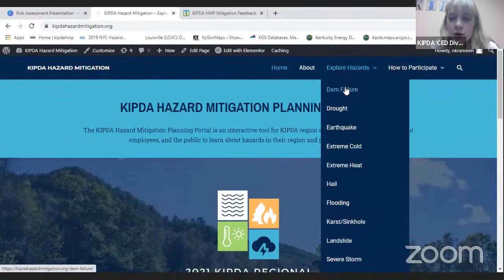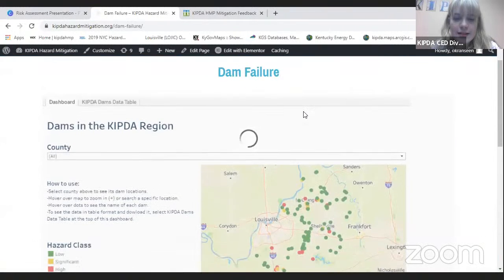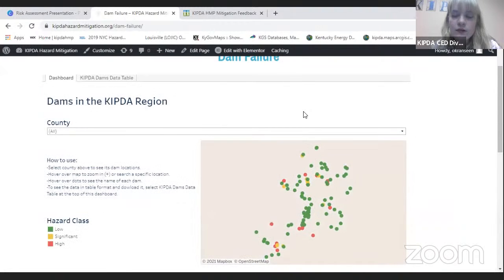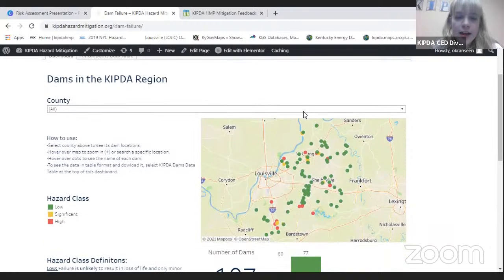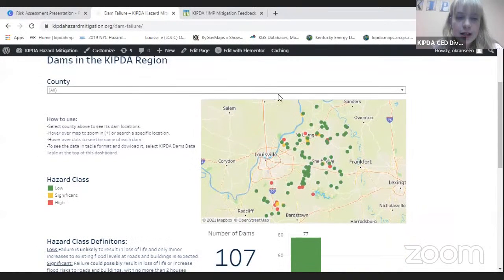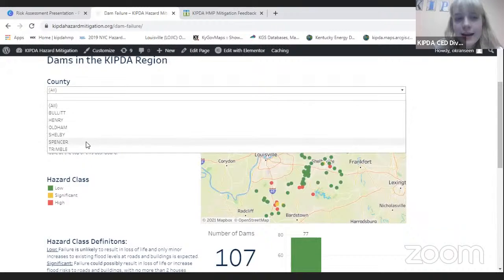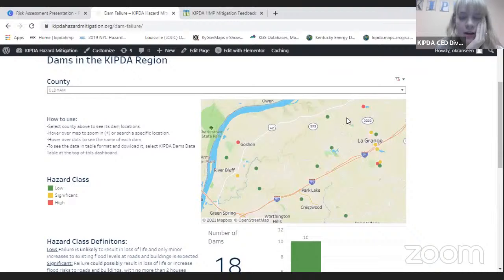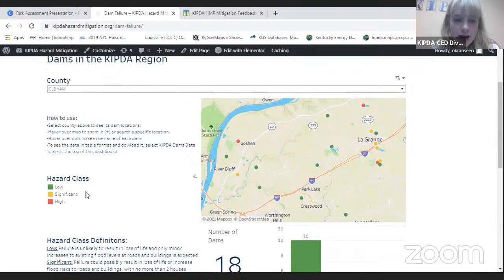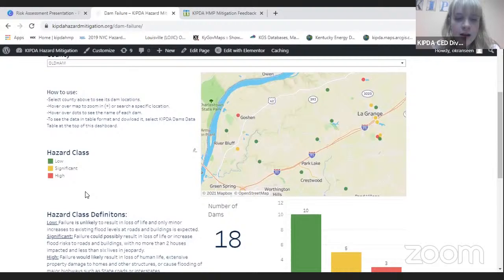So for example, if you go to dam failure, just such a fun topic, we've developed these different interfaces through Tableau, and you can look and see which dams are in your county. So say I want to look at Oldham County. I'll search Oldham County. It will show me on the map where these dams are located in Oldham County, and then also what their hazard class is, which means the likelihood of a major impact or failure.